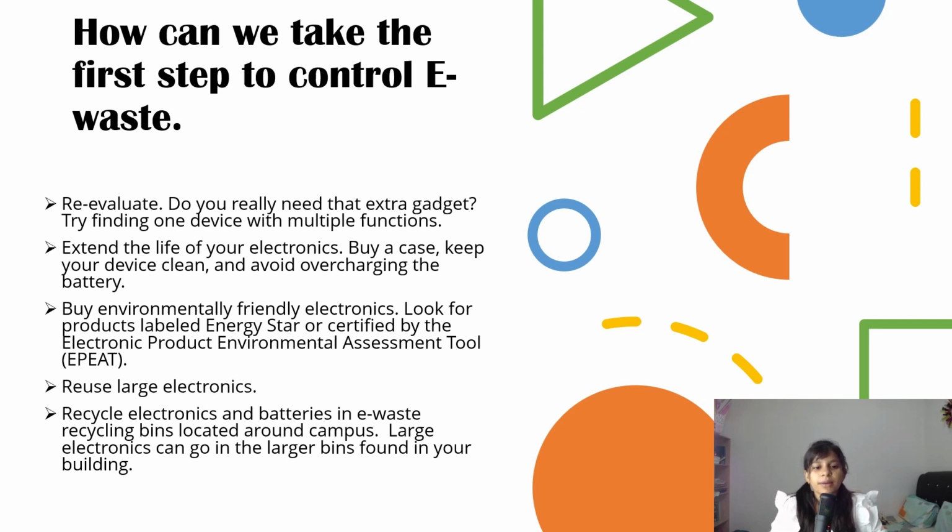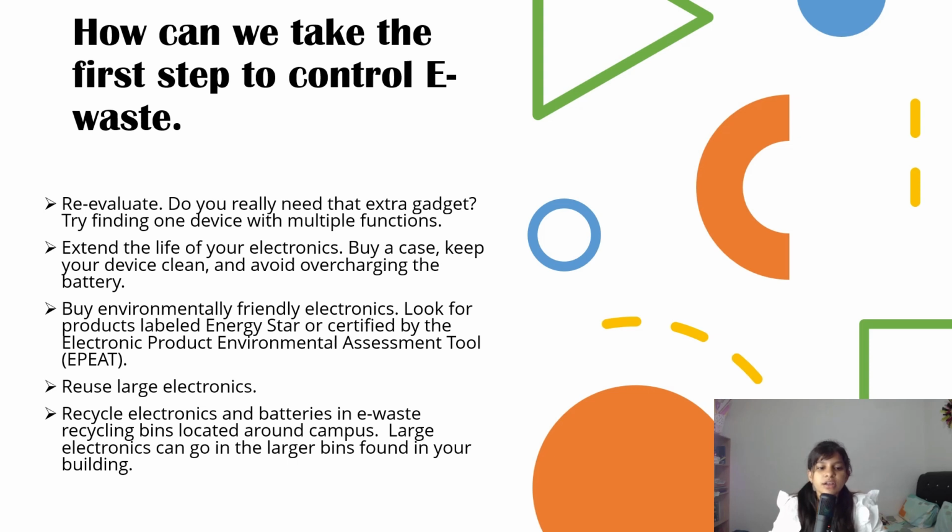Then buy environmentally friendly electronics. Look for product label Energy Star or certified by electronic product environmental assessment tools. So here we should always try to find environmentally friendly products. However, if you're not able to, we should always try to look for products which have Energy Star labeled on them, or either they are certified by electronic product environmental assessment tools. Reuse large electronics. So we can try to use large electronics like our TVs, laptops, and screens.